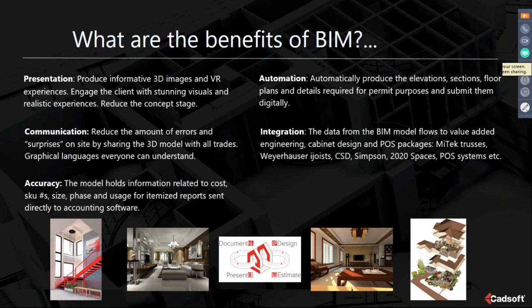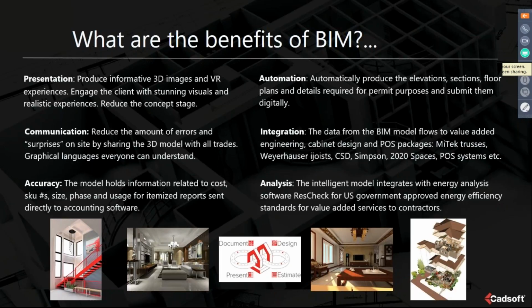Integration, I think, is the key benefit of BIM, being able to talk and communicate with other pieces of software that you might need to use. That data from the BIM model can flow directly to different products. Our CADsoft Envisioneer product talks to many different point of sale systems, and it also talks to different accounting software. We talk to MiTek for their trusses and Weyerhaeuser for their iJoist, CSD, Simpson, 2020 Spaces for their kitchen design, and again, the point of sale systems. So there's lots of ways we can use this model and then push out the information if we need further value-added services added to that. And we're working with other people in the industry that might be using these specialized software systems.